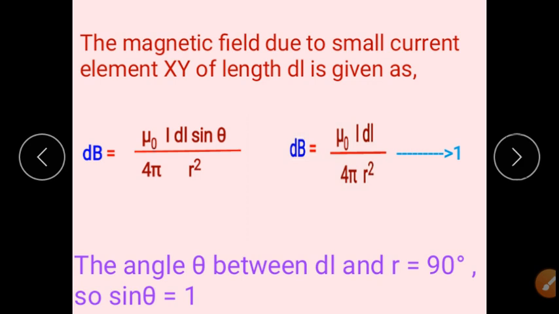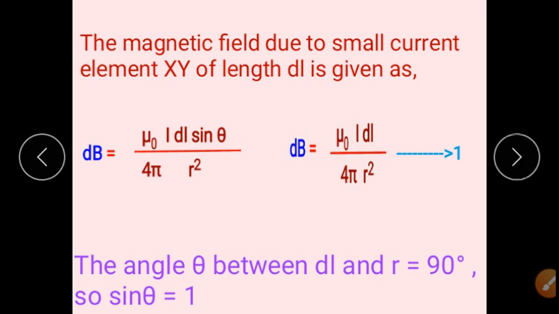Now we are going to find the magnitude of magnetic field. The magnetic field due to a small current element XY of length dl is given by Biot-Savart's law. What is the magnetic field due to a small current element? dB = mu 0 by 4 pi I dl sin theta by r square, where theta is the angle between dl and r.